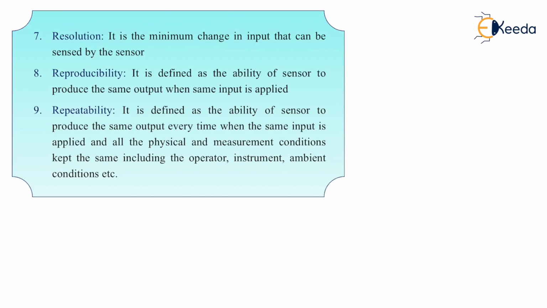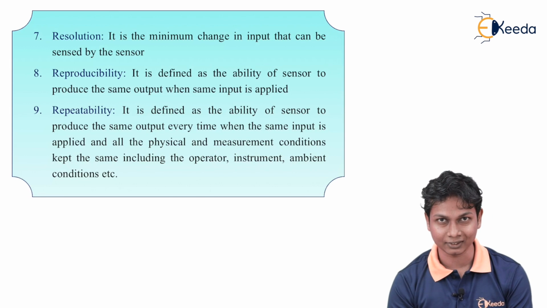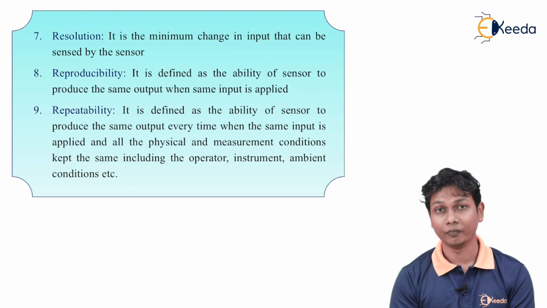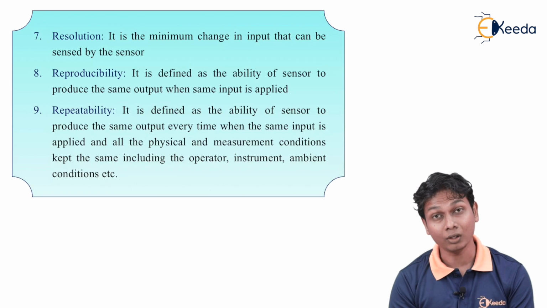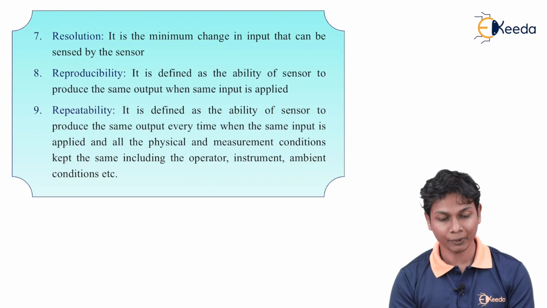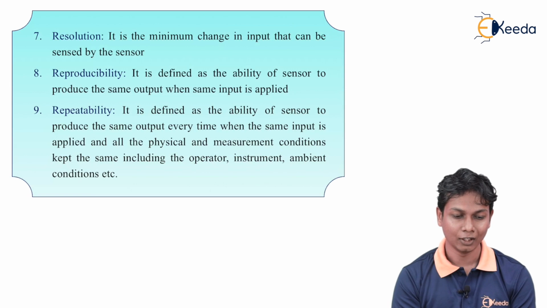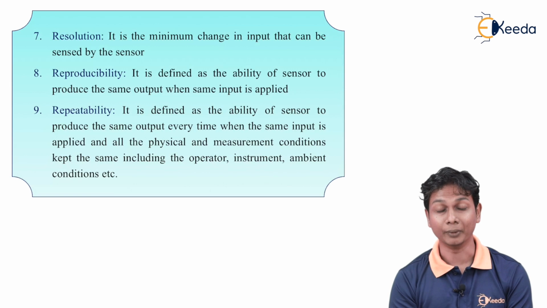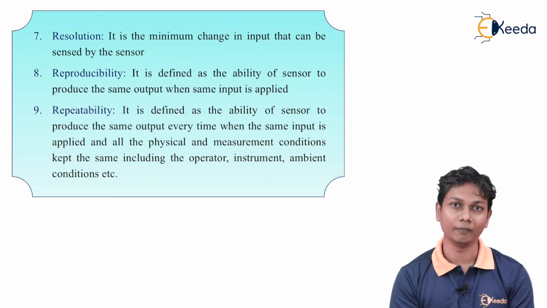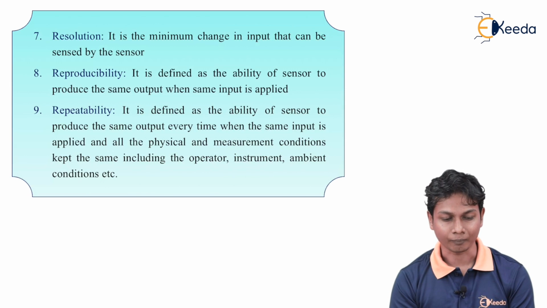Now, resolution is the minimum change in an input that can be sensed by the sensor. So it may happen under any conditions that there is a change in the input, and that is sensed by the sensor, that is called the resolution. Now, reproducibility is the ability of a sensor to produce the same output when the same input is applied. Means what? If the same input is coming, we are expecting the same output, and that is called reproducibility.